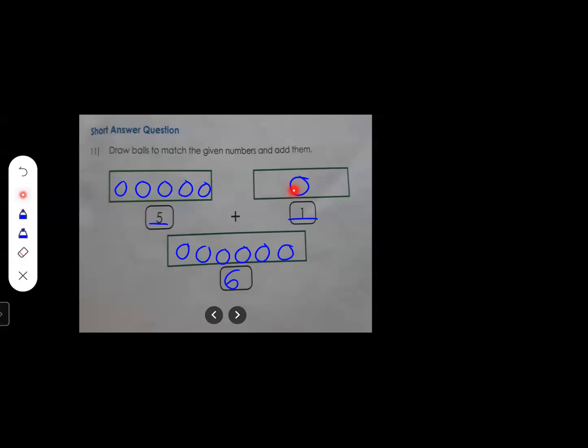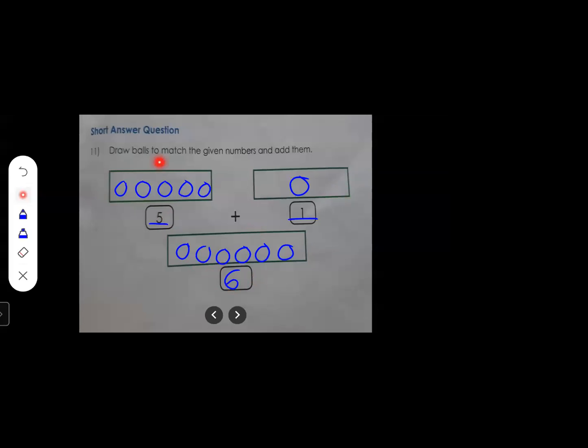Here we have drawn 1 ball. If we add all together, how many? 5 plus 1 is 6. So here we have drawn 6 balls and written the number 6. 5 plus 1 is equal to how many? 5 plus 1 is equal to 6. So here we have written 6.